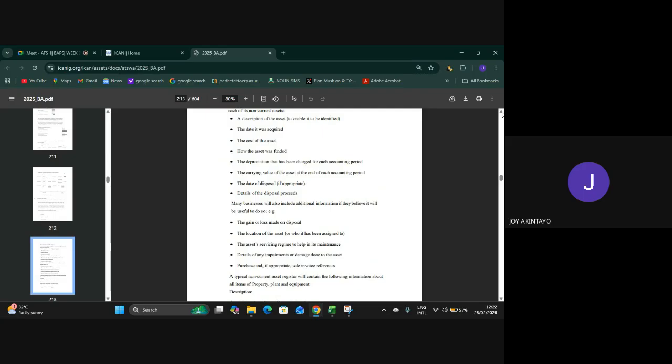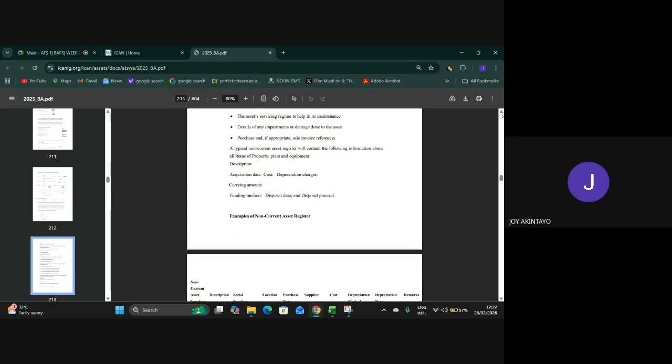Likewise, they also need fuel. They need to change the plug and other things. They need to do regular servicing of the generator. That is also important. Do you understand? So those are the things needed.